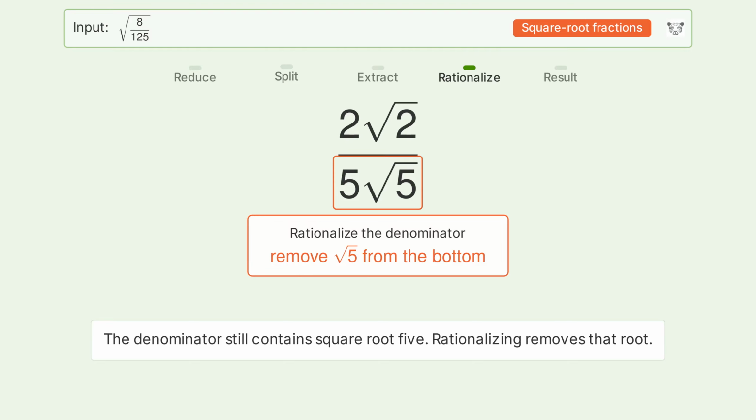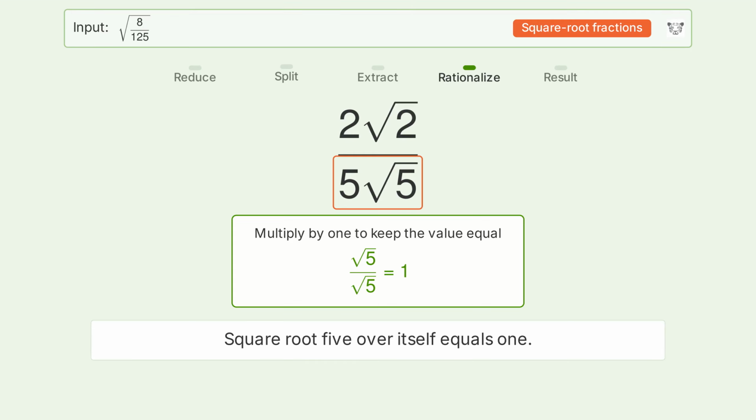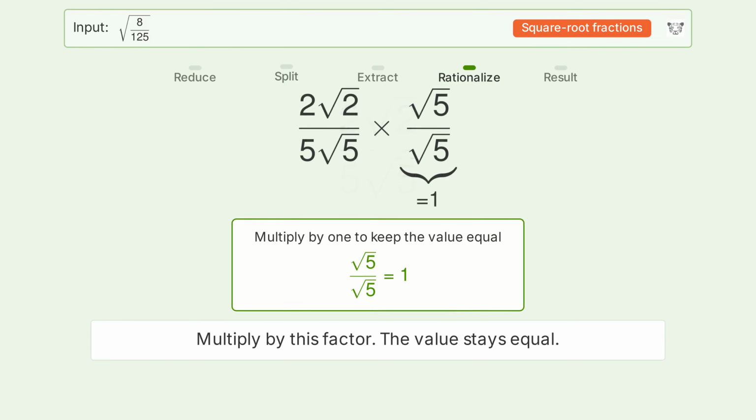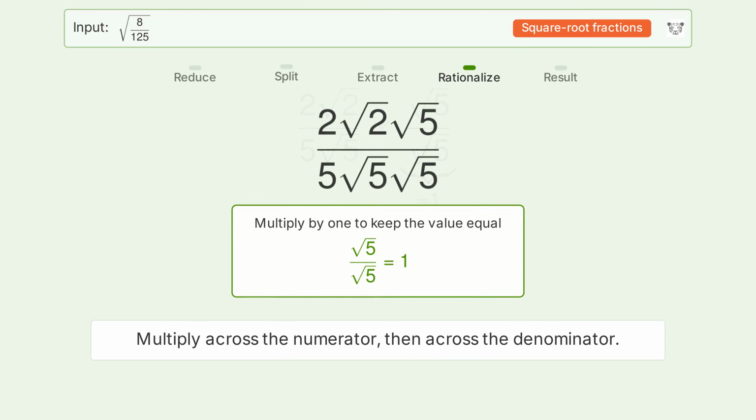Rationalizing removes that root. Square root 5 over itself equals 1. Multiply by this factor. The value stays equal. Multiply across the numerator, then across the denominator.